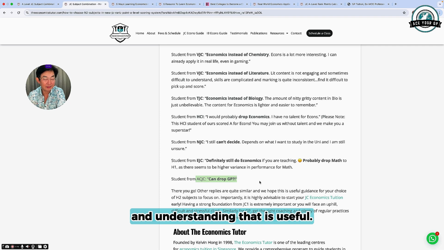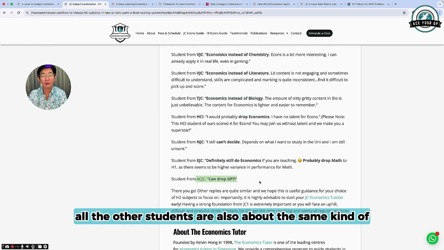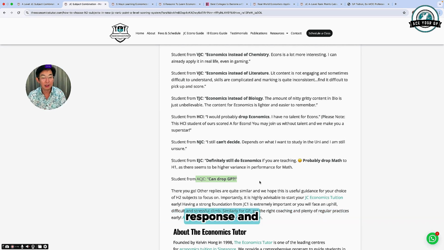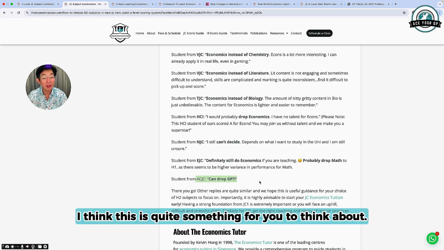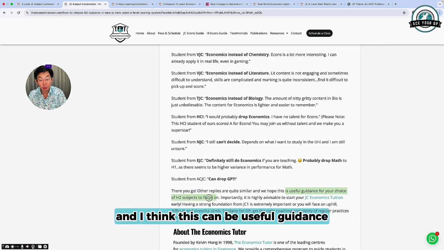and understanding that is useful. But generally, all the other students gave about the same kind of response, and I think this is quite something for you to think about. So there you go. Other replies are quite similar. And I think this can be useful guidance for your choice of H2 subjects to focus on.